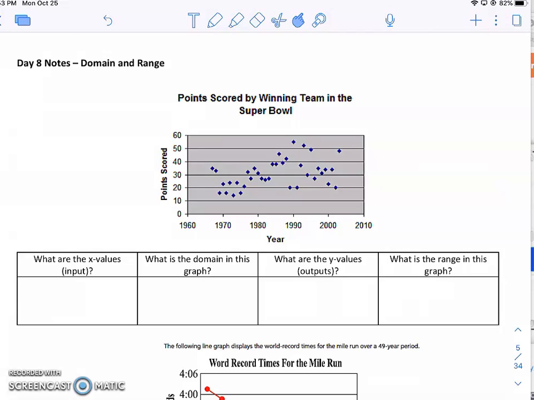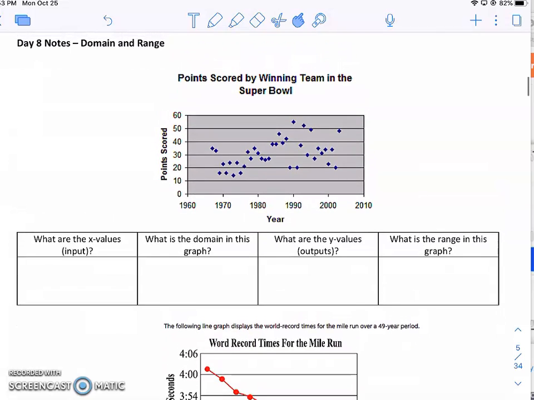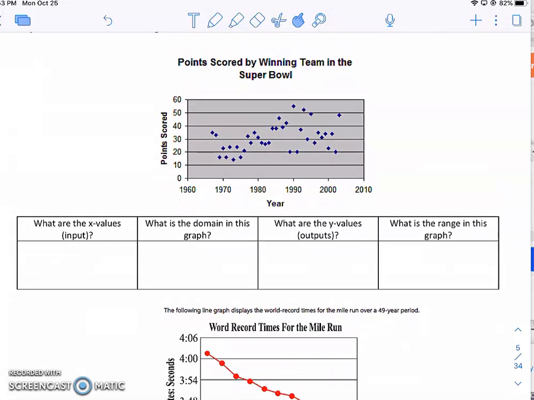So today we're going to continue looking at the idea of domain and range. So when we look at this one, the first question is, what are the x values? Well, we enter a year. So what is the domain of the graph? Well, it looks like it goes from 1960 to 2010.